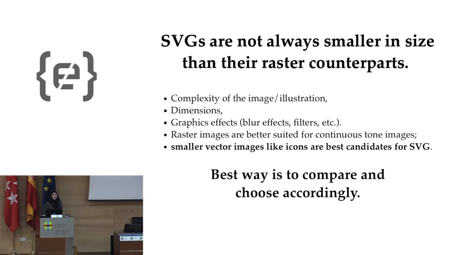Generally speaking, raster images are better suited for continuous tone images. JPEGs, for example, are better suited for photos. If you take a photo, it's going to be JPEG. That's better than SVG. Smaller vector images like icons or simple illustrations are best candidates for SVG. But again, if the icons contain a lot of details, you may have to replace them with PNGs.